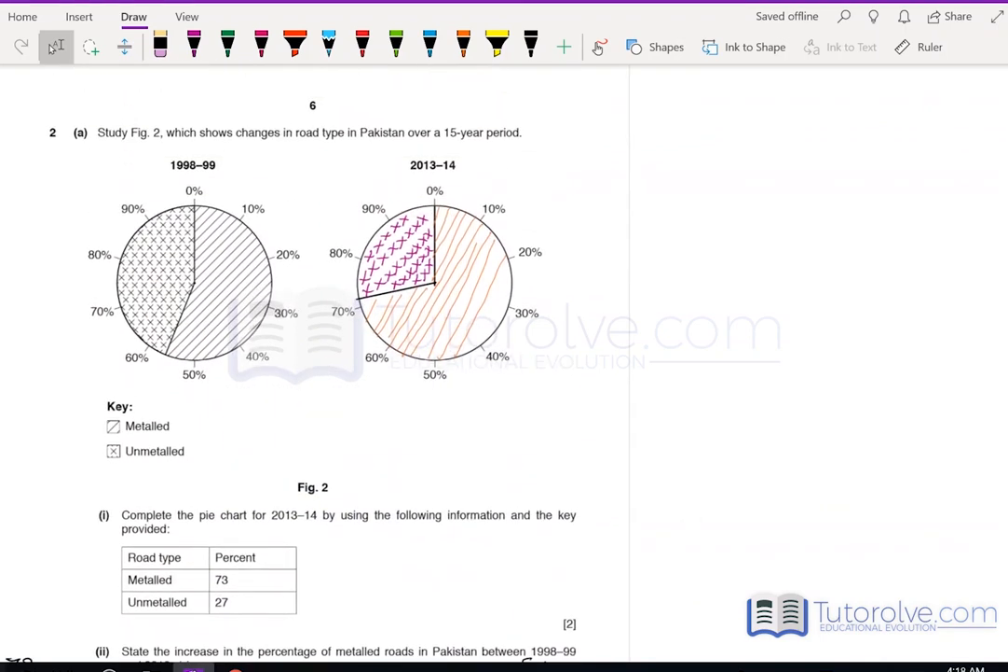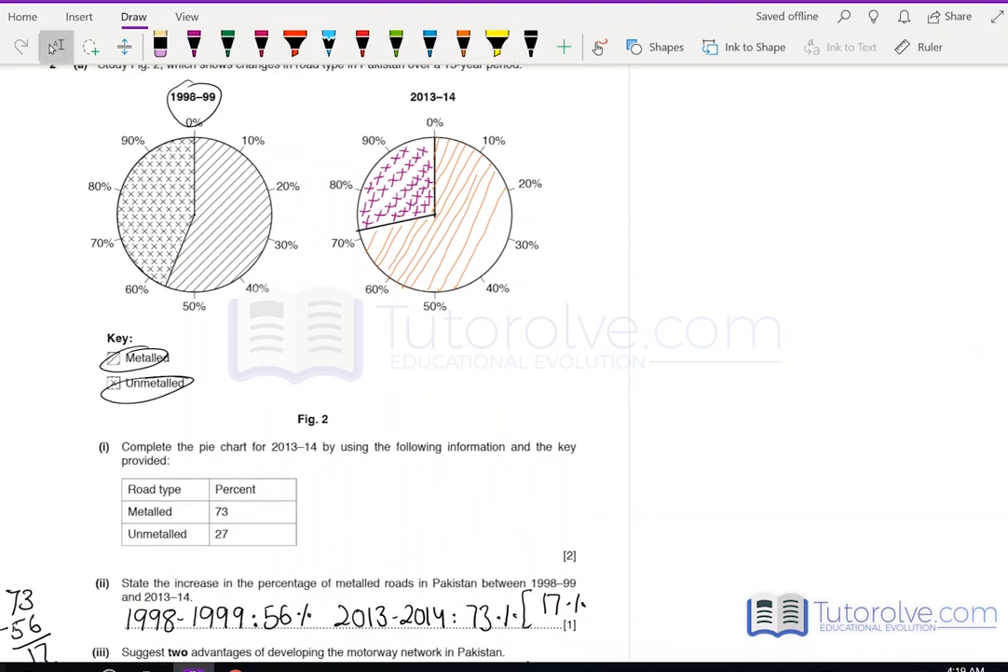Question number 2. Study figure 2, which shows changes in road type in Pakistan. Now these two pie charts are basically about the roads that are metalled and unmetalled. In the first pie chart, from 1998 to 1999, there is a somewhat level playing field. There are metalled roads, but there are also unmetalled roads. Now, in the year 2013 to 2014, there is a slight shift. Part 1 tells the students to complete the pie chart for 2013-14 by using the following information and the key provided.